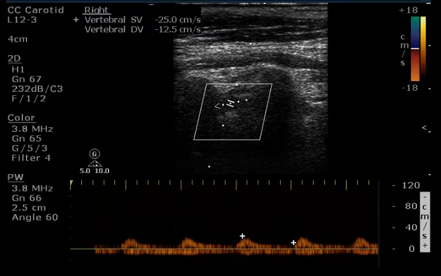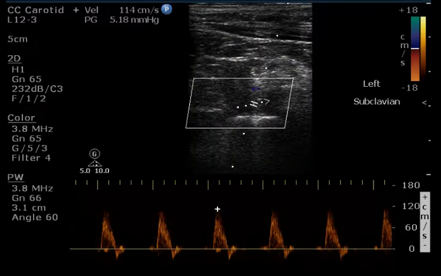This is an image of the right vertebral artery. You can see the vertebral shadows here, and again we have forward flow throughout it. We're probably seeing a little bit of the vertebral vein underneath the arterial signal.